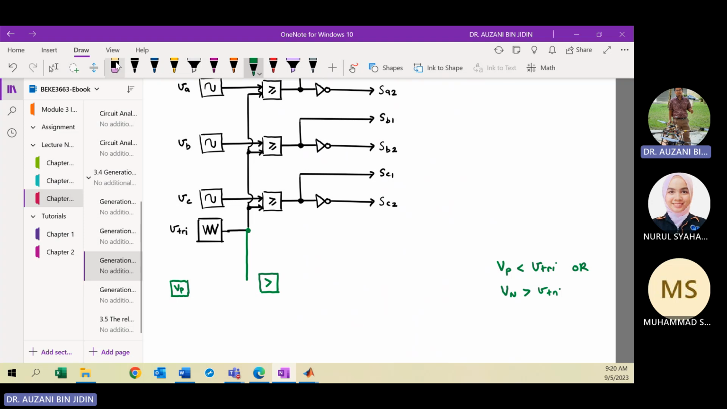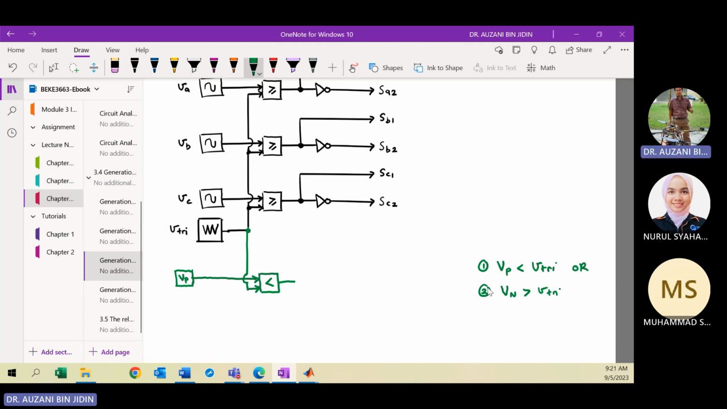Sorry, maybe I can change this operator to follow this condition. You set it as less than. So your first input should be VP. Clear? VP, you compare with the triangular. This one is not connected, then connect to the second input of the operator. So when VP is less than triangular, the output will be 1. This is for the first condition.